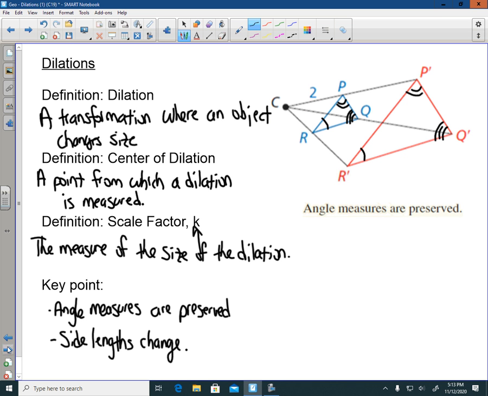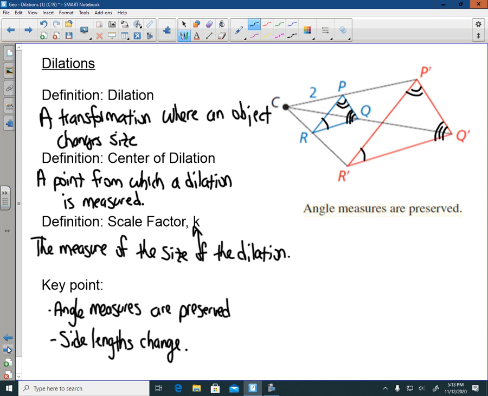Angle measures are preserved. From the beginning of a dilation all the way through, those angle measures will remain congruent from pre-image to image. So how do things dilate? How do they change size? It's because their sides change. The side lengths will not be the same.